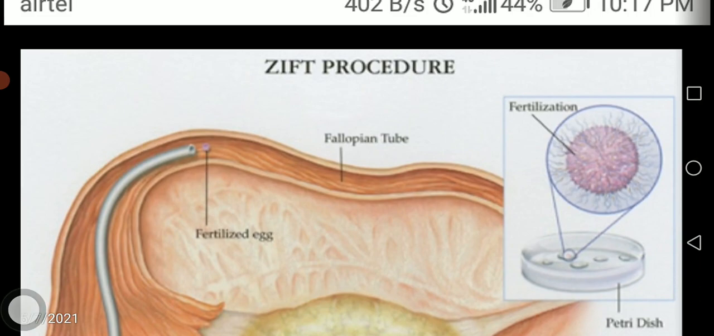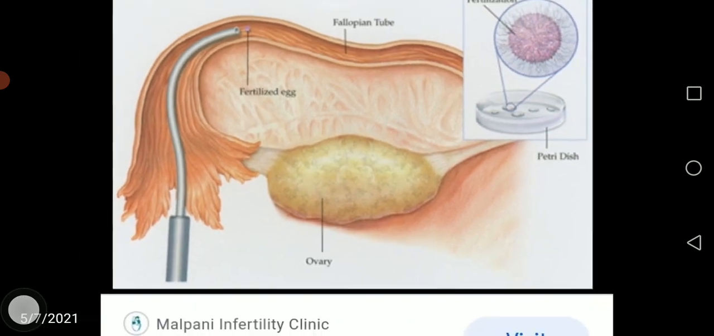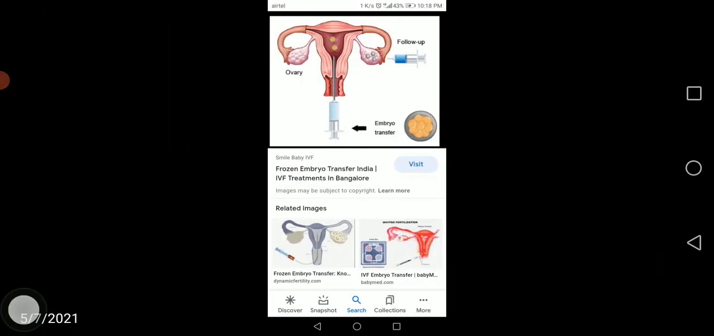The next topic is IUT, intrauterine transfer. An embryo with more than 8 blastomeres is inserted into the uterus to complete its further development. That is what we call IUT.